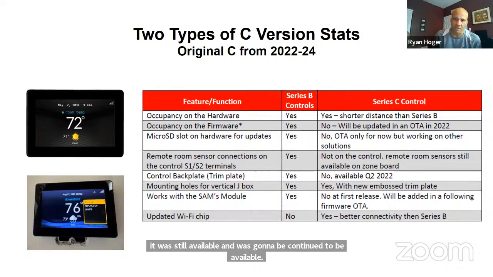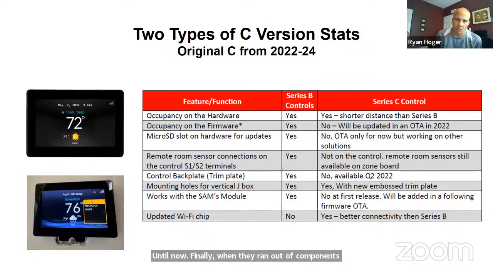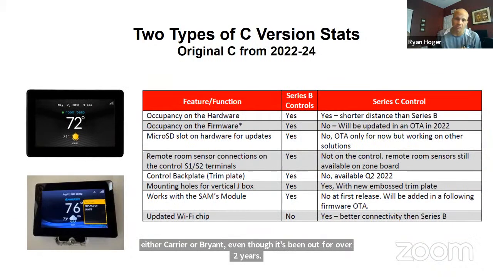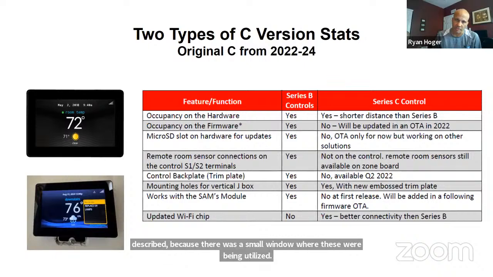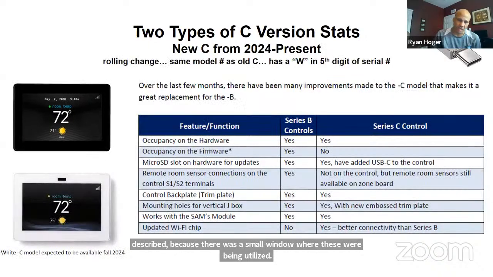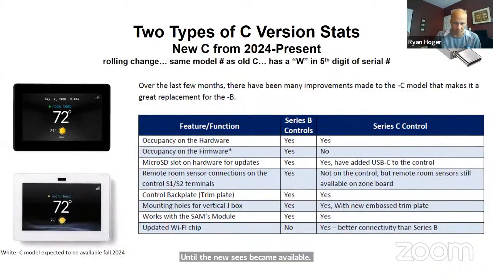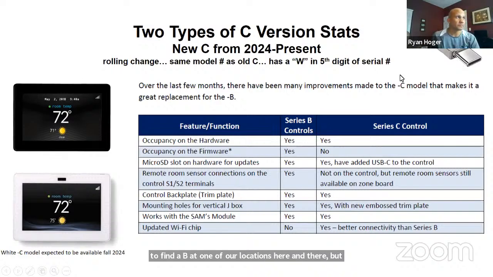So most of you have probably never seen a C series from either Carrier or Bryant, even though it's been out for over 2 years. Recently, this summer, you probably received some, and it's possible you received this one that I just described, because there was a small window where these were being utilized until the new Cs became available. Something like 100 of those went out in our market, a small note. But the new C is what is available now. You might be able to find a B at one of our locations here and there, but in general, everything we're inventorying is these new ones.